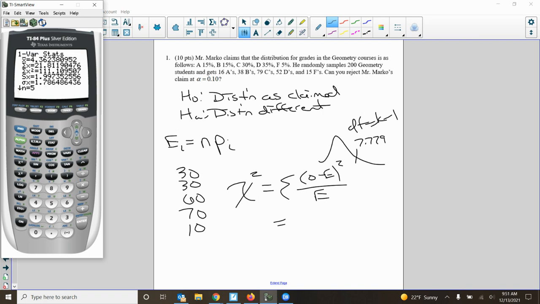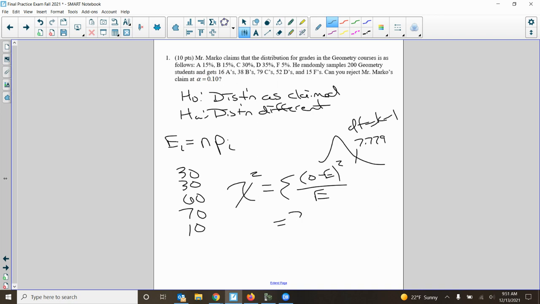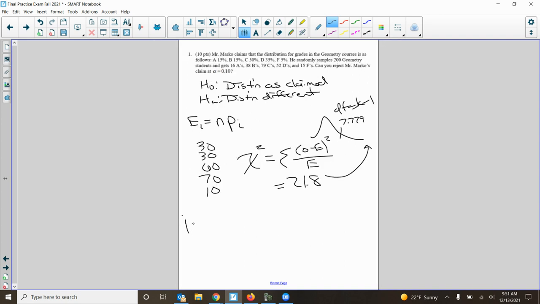We get a sum of 21.8, which is way over there, right? So here I'm going to reject the null. And we'll say enough evidence to reject the claim.